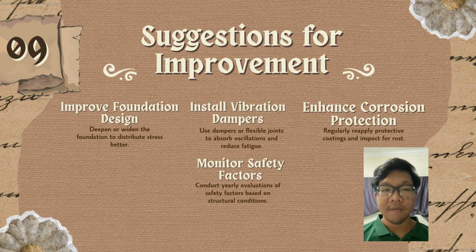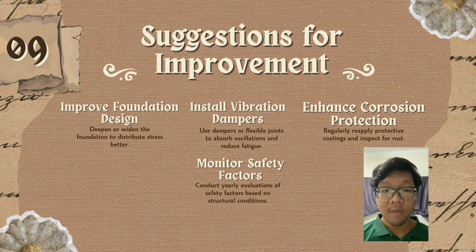Next, our suggestions for improvement regarding the traffic light pole. First, we recommend improving the foundation design. By deepening or widening the foundation, we can better distribute stress, enhancing stability against lateral forces. Second, the installation of vibration dampers is critical. These dampers or flexible joints can absorb oscillation, significantly reducing long-term material fatigue caused by traffic and environmental vibrations.